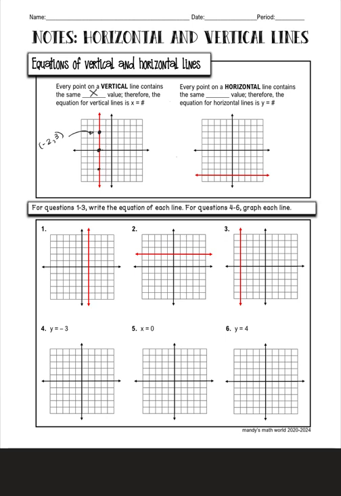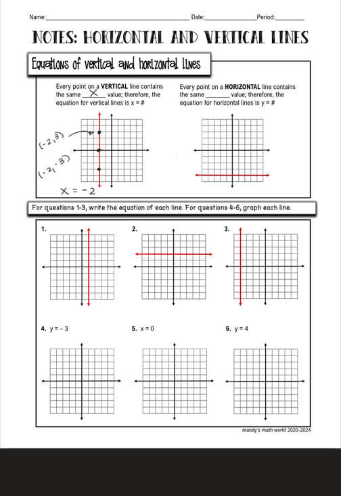If we take a look here, again, we know our x value is -2, and we went down 3, so it's (-2, -3). So we can see that every point on this line has an x value of -2. So therefore, the equation for this line would be x equals -2.